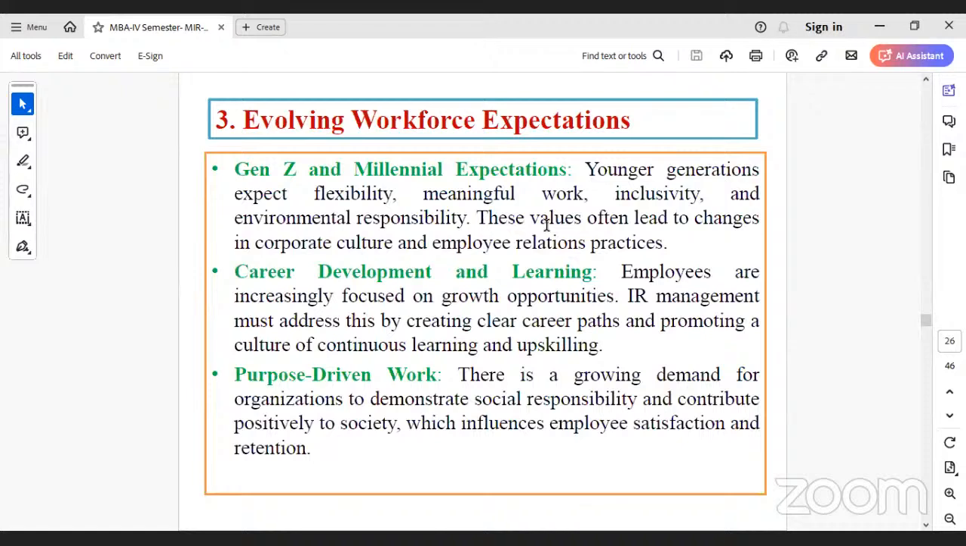The other part is evolving workforce expectations. So here, Gen Z and millennial expectations, career development and learning, purpose-driven work. Another part is Gen Z and millennial expectations, the younger generations: flexibility, meaningful workload, career development programs, and how it is going to impact human life.